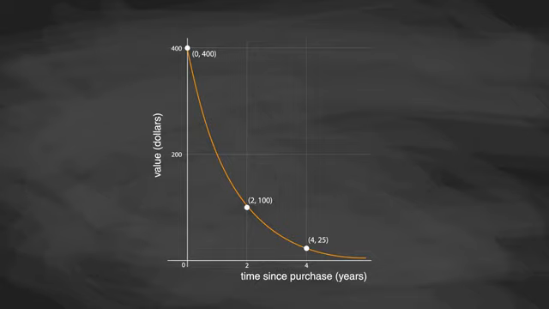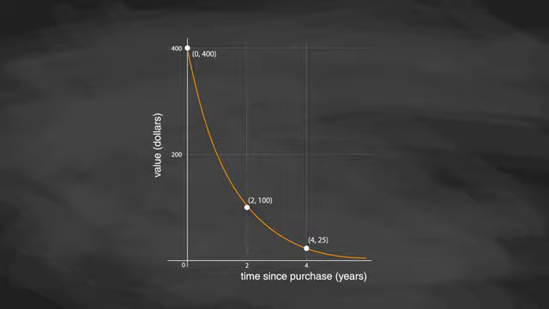Here is a graph representing an exponential function f. The function f gives the value of a computer in dollars as a function of time, x, measured in years since the time of purchase. Can you use the graph to determine the purchase price of the computer?